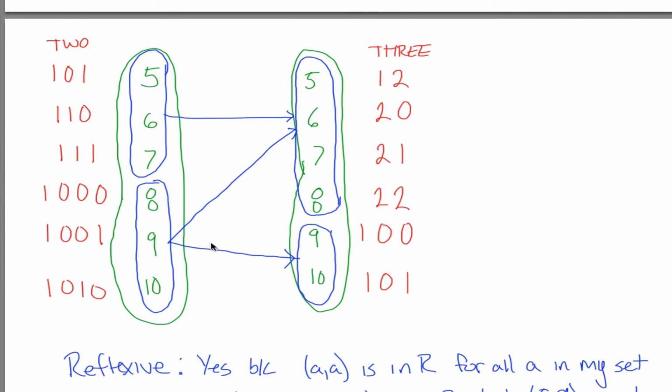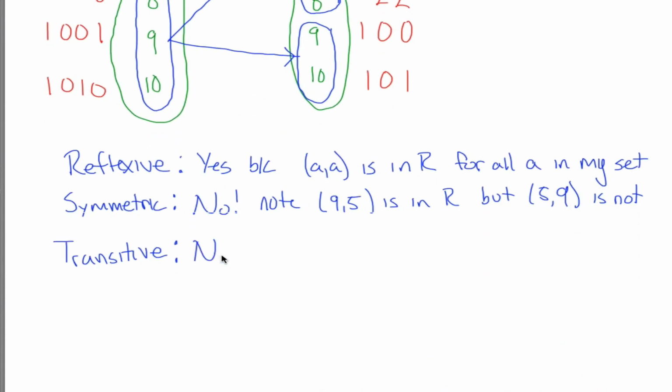So for example, there is an arrow from 7 to 8, right? There's certainly an arrow from 7 to 8 because the base 2 representation of 7 requires 3 digits, and the base 3 representation of 8 requires only 2 digits. And there's also an arrow from 8 to 9. So there's an arrow from 7 to 8 and an arrow from 8 to 9. So there better be an arrow from 7 to 9, otherwise my relationship is not transitive. And there's not an arrow from 7 to 9. So transitive? No, it's not transitive.